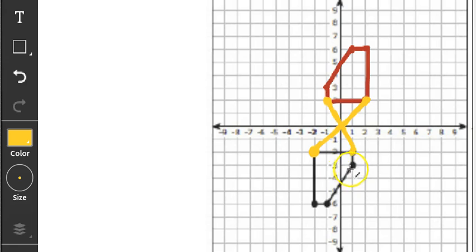I'm going to do the same thing with the point down here. -2, -6 is now 2, 6. Again, that should go right through the origin, making that nice straight line. And you could do that with all of the points, and that will help you visualize how that's going to be. So let's zoom back out here.